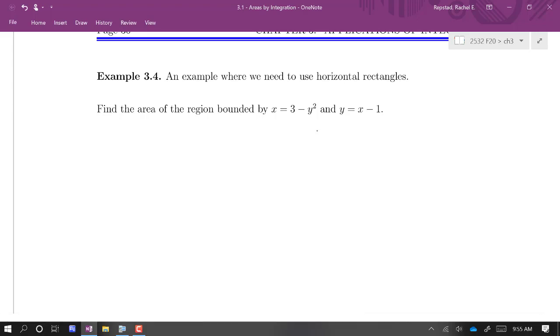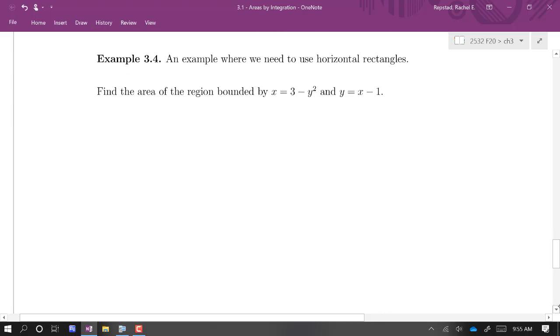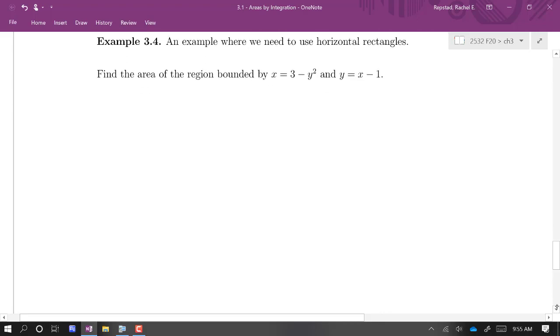If you need to use horizontal rectangles, then that length is a horizontal length, which means you want an expression with y's when you're using horizontal rectangles. So it could be that they're helping you out a little bit. The first graph here, x equals 3 minus y squared. Our calculators are designed to graph things that look like y as some function of x.